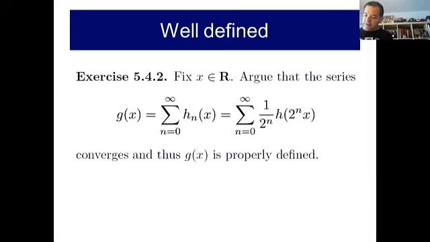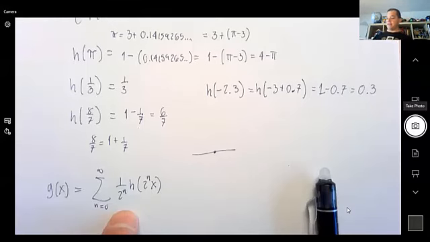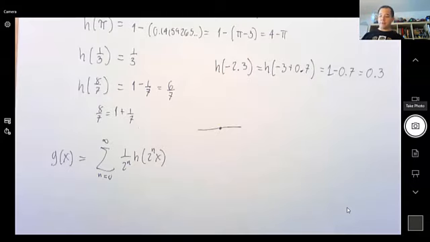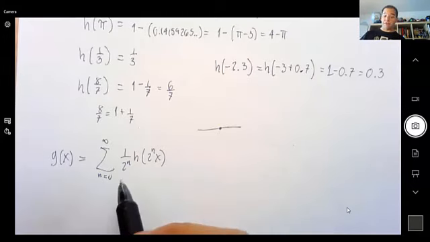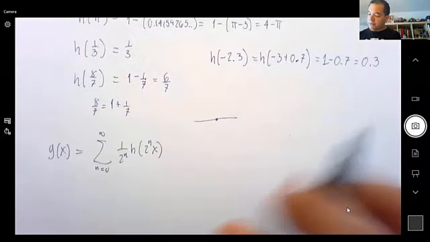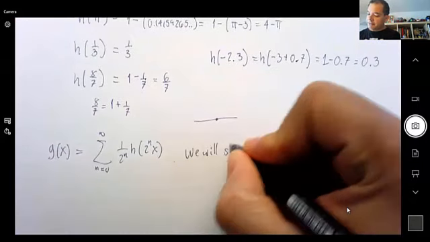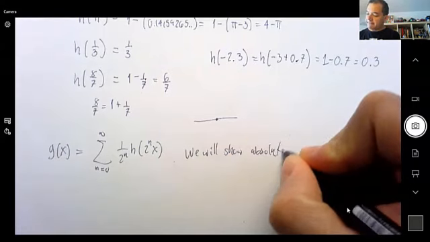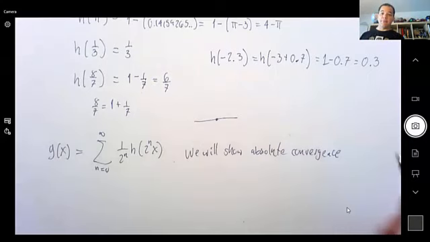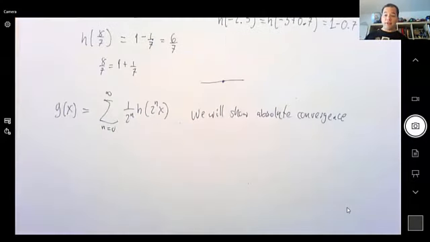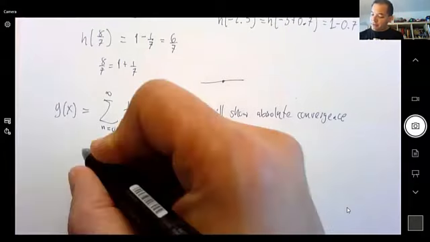the sum from 0 to infinity, 1 over 2 to the n, h of 2 to the n x, and we want to show that this is convergent, right? And I'm gonna do more than that. I'm gonna show you that this is in fact absolutely convergent. Okay, so we will show absolute convergence, right? And remember, we proved before that if something is absolutely convergent, then it is convergent. Right, absolutely convergent is stronger. All right, so let's do absolutely convergent.